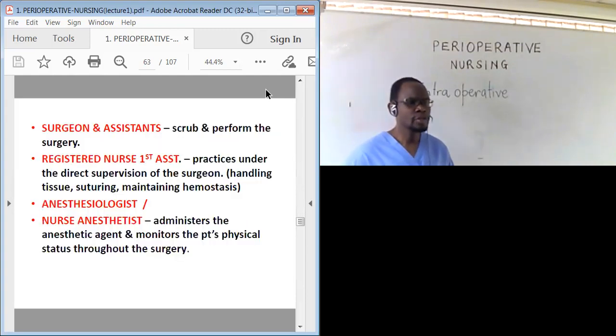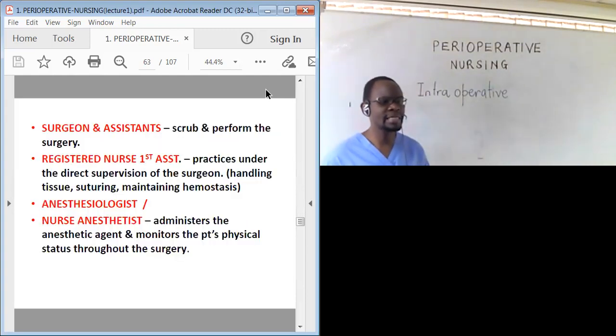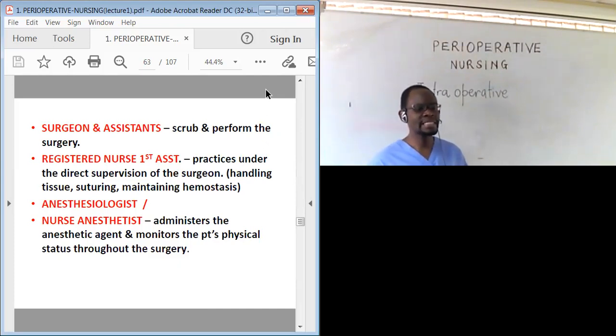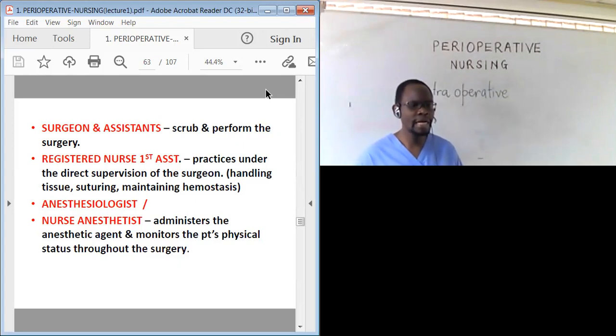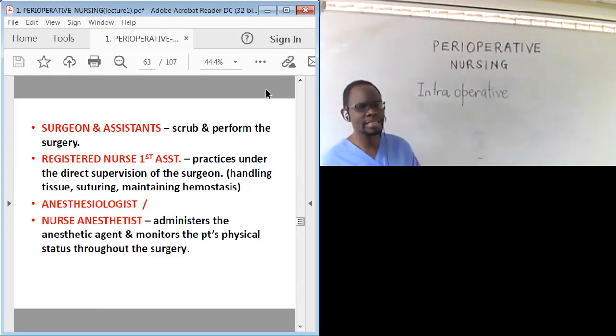So in that diagram, you can actually see the surgeon being assisted by the assistant surgeon. So the assistant surgeon basically scrubs and performs the surgery, and then the registered nurse, the first assistant, practices under the direct supervision of the surgeon, handling tissues, suturing, maintaining hemostasis, and all those things.